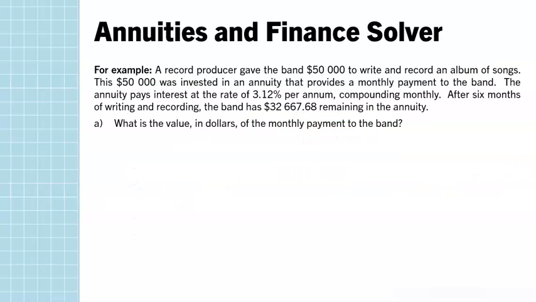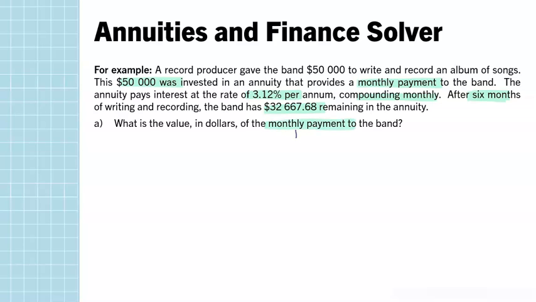This second example is an example of an exam 2, so an extended response type question. A record producer gave the band $50,000 to write and record an album of songs. This $50,000 was invested in an annuity and provides a monthly payment to the band. The annuity pays interest at a rate of 3.12% per annum, compounding monthly. After 6 months of writing and recording, the band has $32,667.68 remaining in the annuity. What is the value in dollars of the monthly payment to the band?